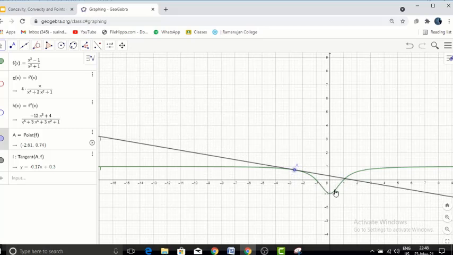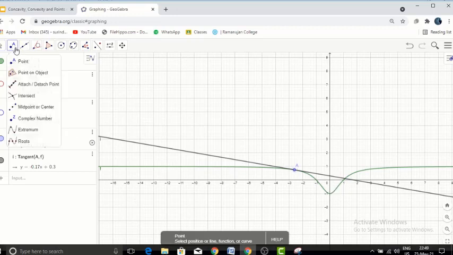In this area, the curve is concave upward. Above this point, the curve is concave downward. Similarly, above this point here, somewhere here is minus 1 by root 3, the curve is concave downward. So there are 2 points of inflection here and here.